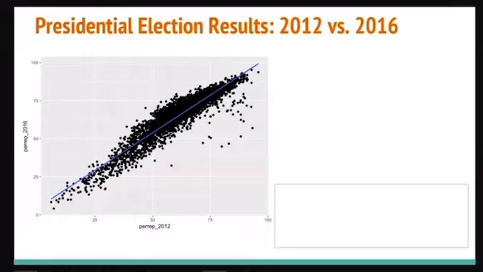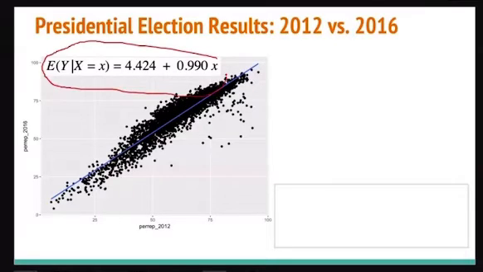Based on this line, we got that model. You know what that model means? Based on what you see here, we got a beta naught of 4.424, and we got a beta 1 of 0.990. So this is using the votes from virtually all counties in the United States.